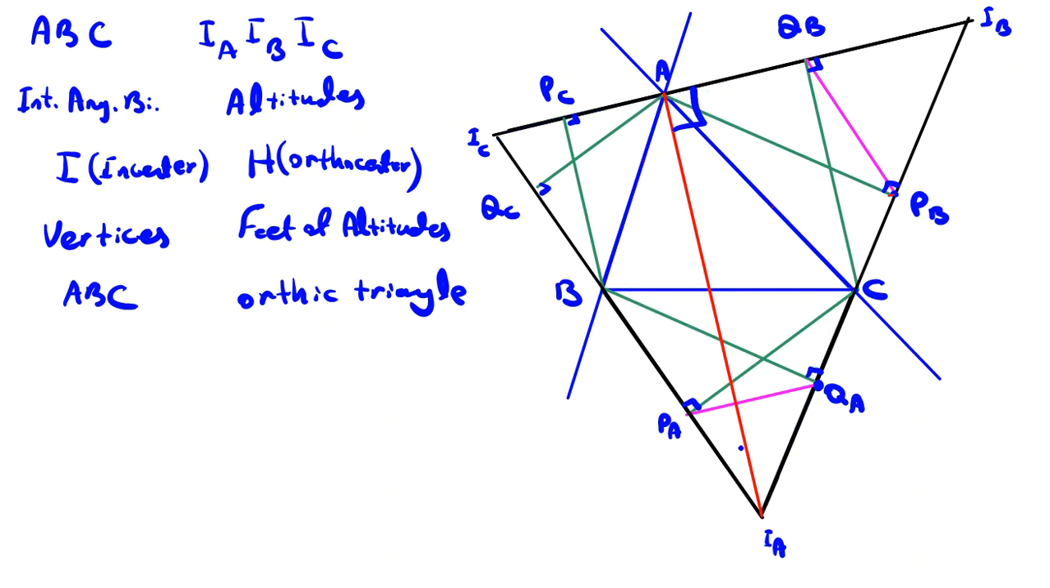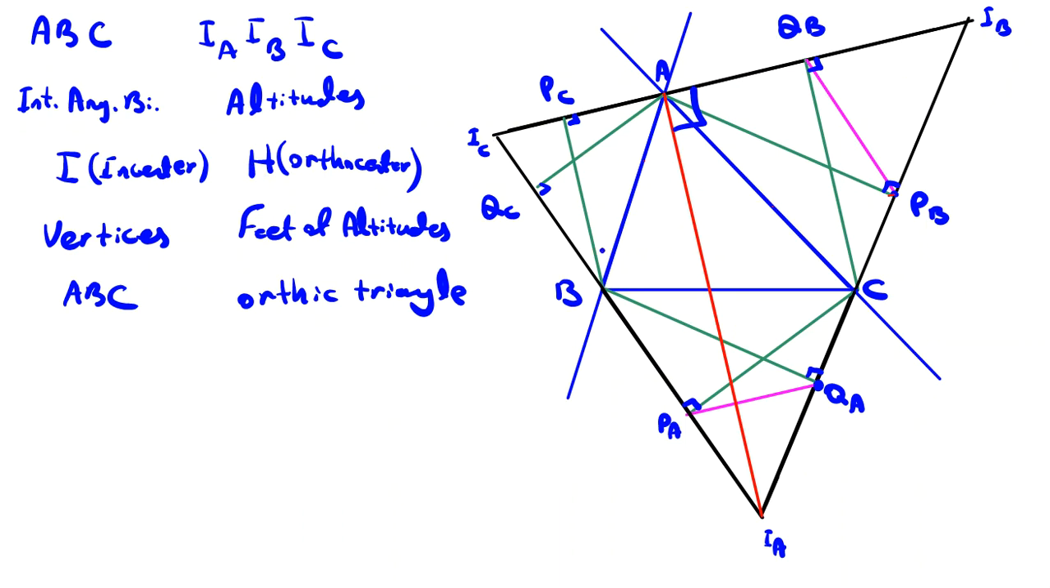Now the next thing, we know AIA is an internal angle bisector, so if you draw BIB, CIC, their intersection would be what? I, the incenter of ABC. But these lines are altitudes for IA, IB, IC, so their intersection would be H, the orthocenter.